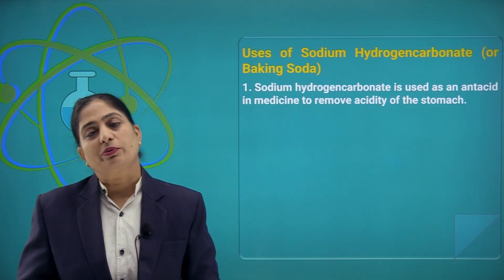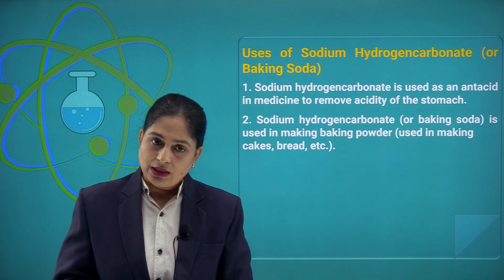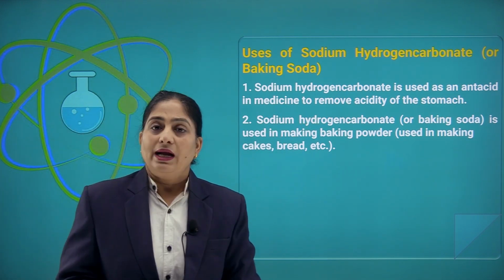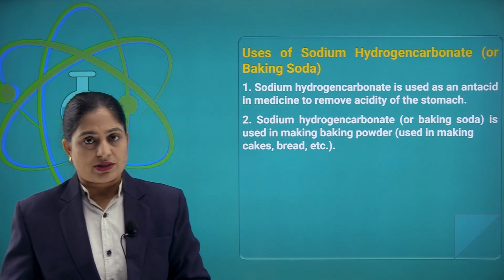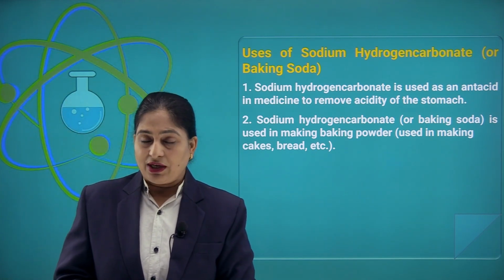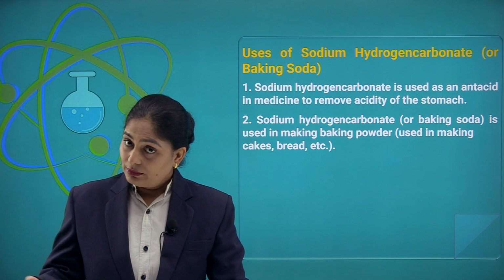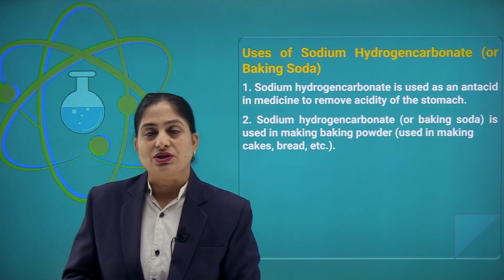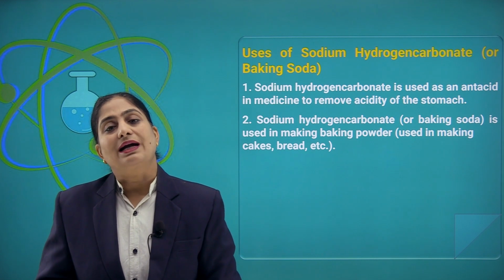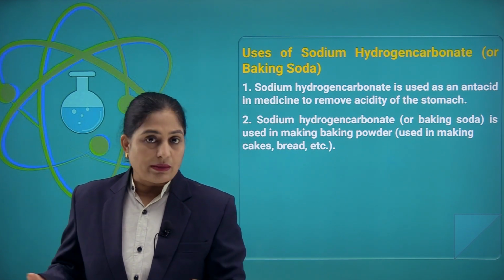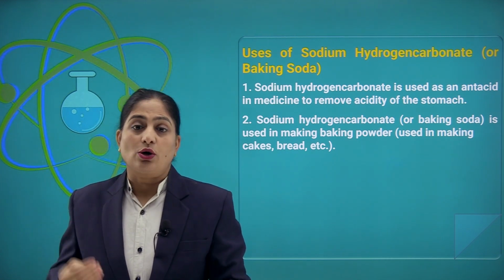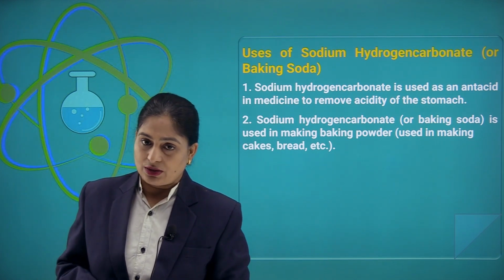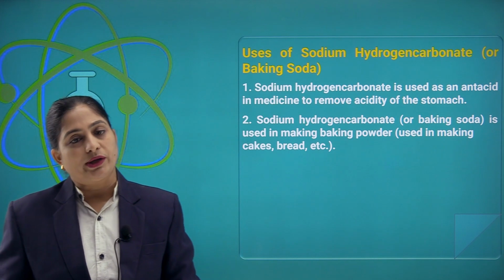Now we'll talk about some important uses of this baking soda. So one thing is sodium bicarbonate is used as an antacid in medicine, and it is used to remove acidity of the stomach. As we have discussed in the applications of pH, that acidity increases and thus we feel some uneasiness and indigestion takes place. So to neutralize that acid produced in our stomach, we use a mild base, and our mild base is baking soda. So we take a small amount of baking soda. So baking soda has a very important use.